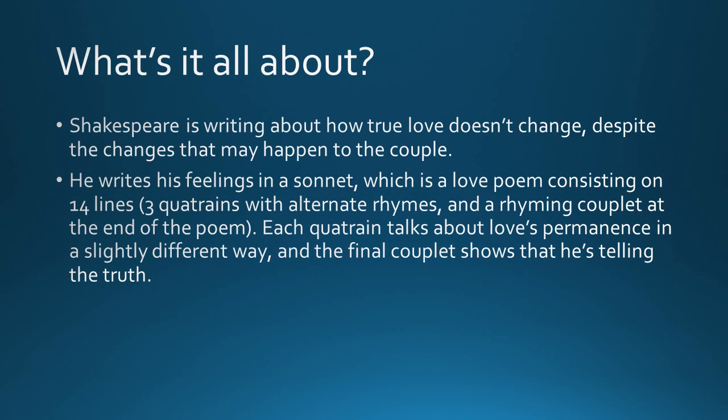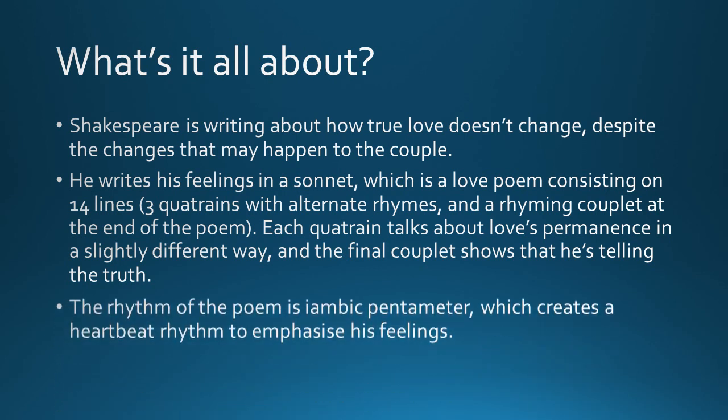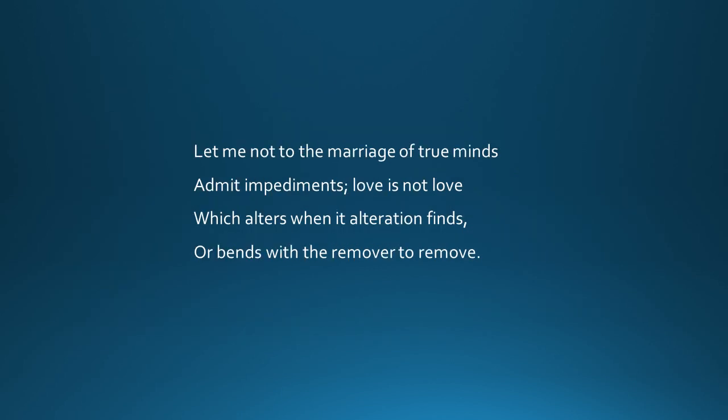Each quatrain talks about love's permanence in a slightly different way, and the final couplet shows that he's telling the truth. The rhythm of the poem is iambic pentameter, and this creates a heartbeat rhythm which emphasises his feelings. So iambic pentameter is 10 beats per line with a du-du, du-du, du-du, du-du, du-du rhythm to it.